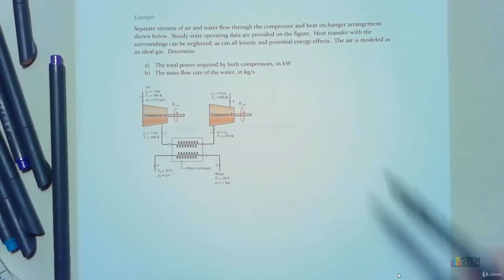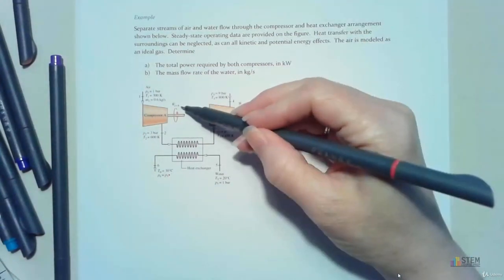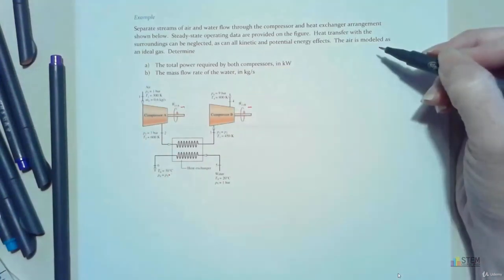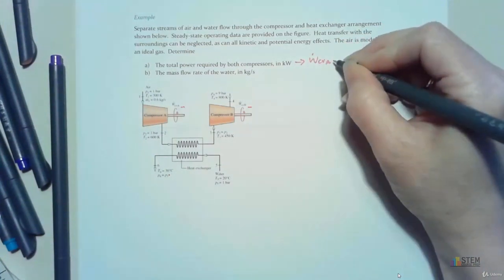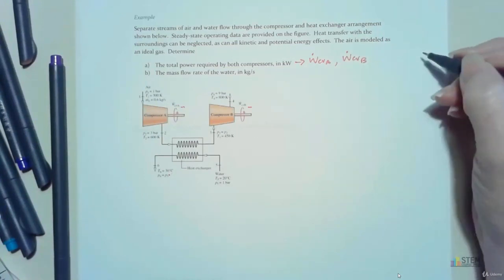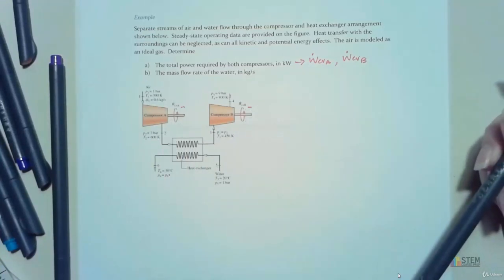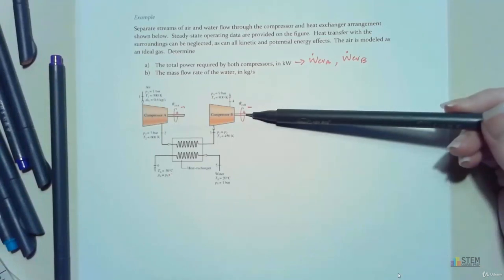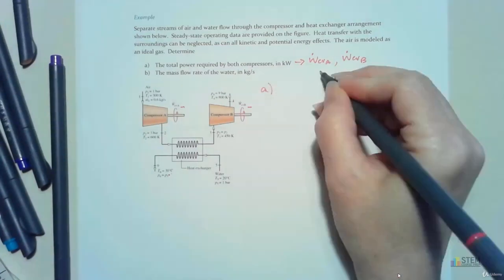Now, what we want is to find the total power required by both compressors. So that's these little W dots right here. That's what we're looking for. So we want W dot CV A and W dot CV B. That's what we're looking for. Because remember, compressors have to have that external power in order to make them run. So we want to find out how much we need supplied to each compressor in order to get this process done. Alright, so let's start with A. And we'll work on finding these two things.